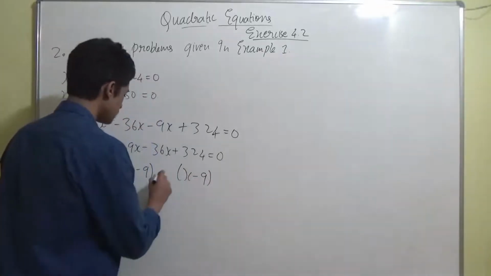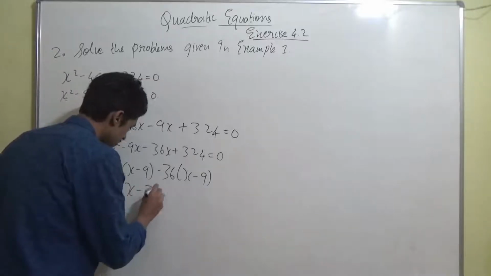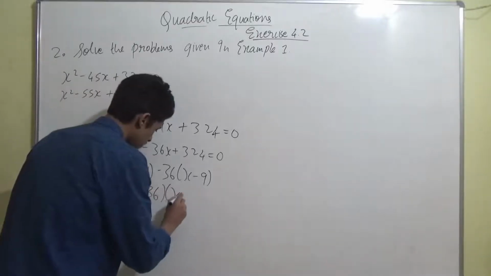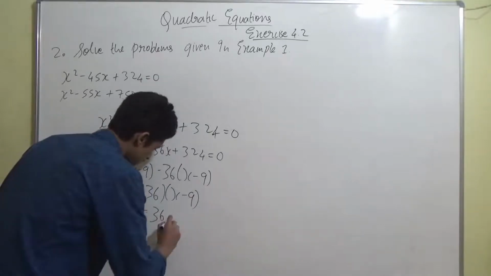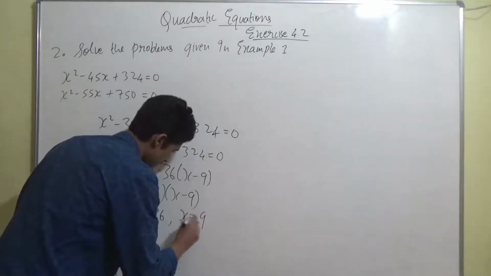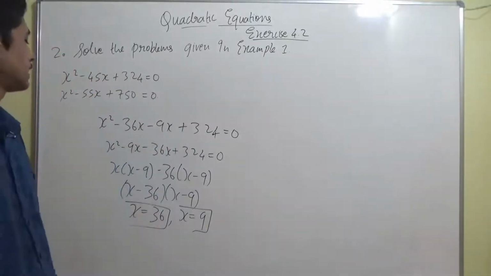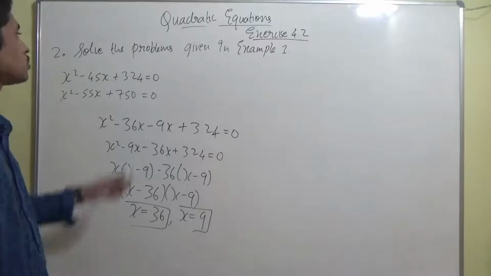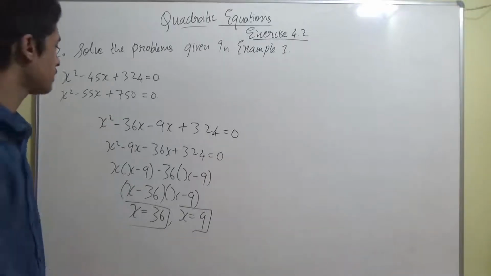And then this becomes minus 36. Now if you see, you'll get minus 36 and x minus 9. Now x will give us 36, and from here x will give us 9. These are the two values of x. That's it, guys. They asked us to solve, we solved it. We got the value of x. So the first question is done.